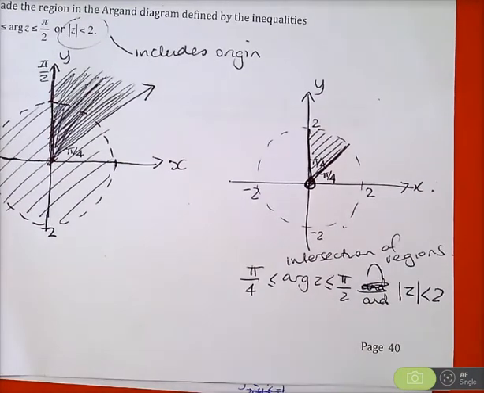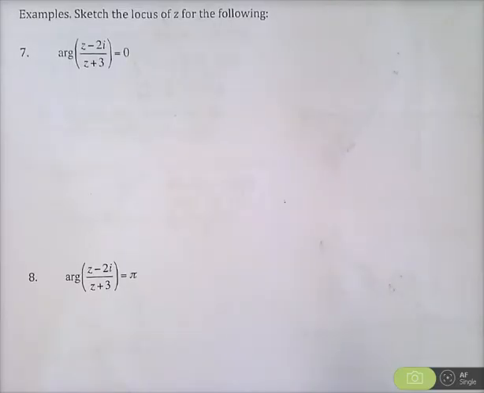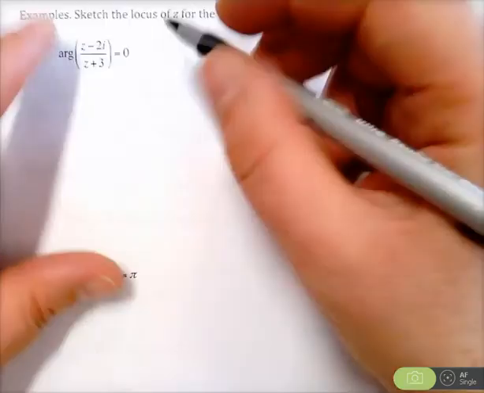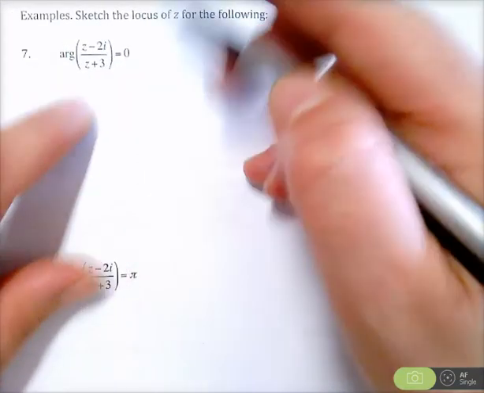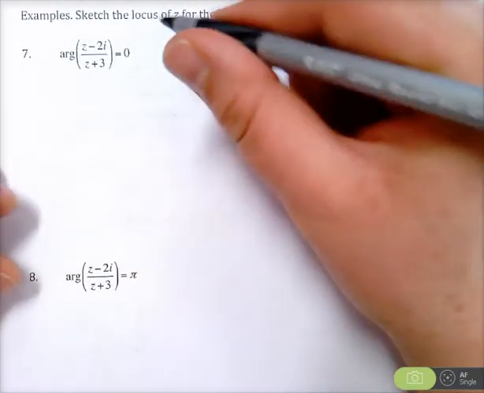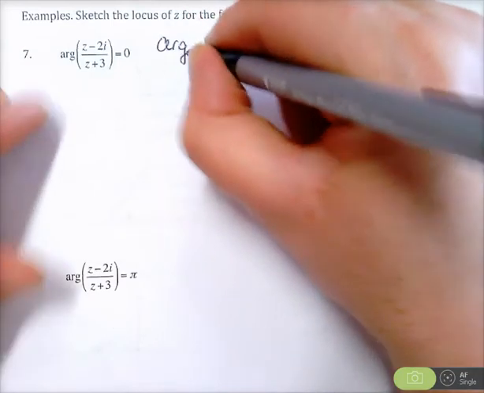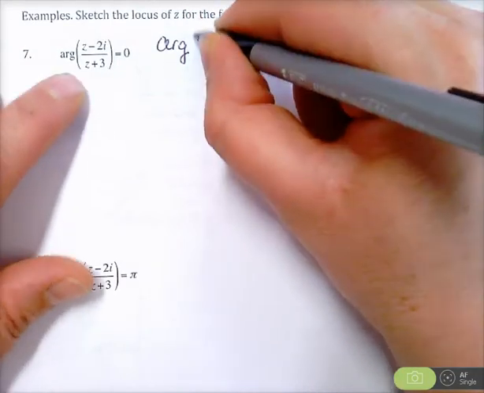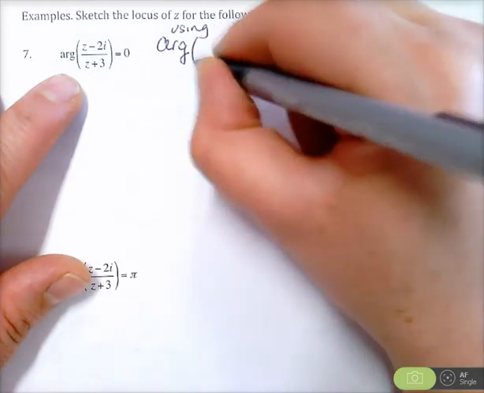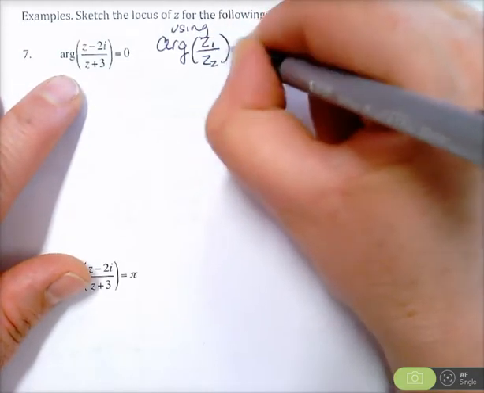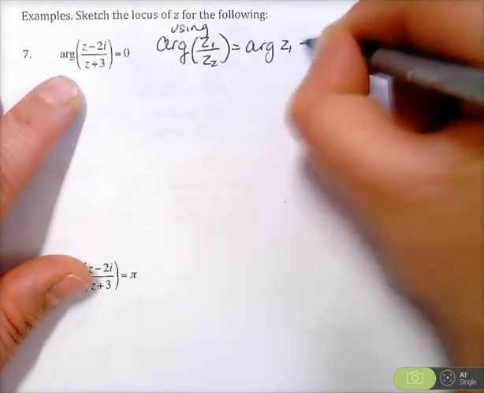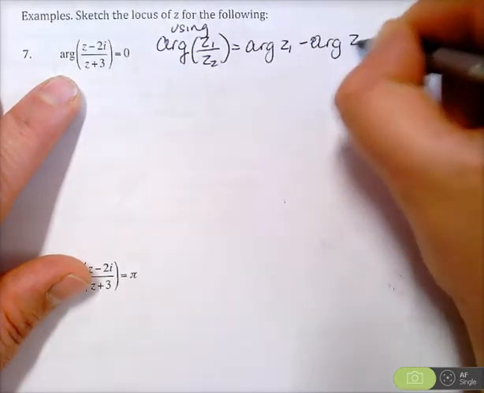Okay. The next one. Arg of z minus 2i over z plus 3 is 0. When you do the arg of something over something else, what's the rule? What do you do with the arguments? Subtract. So we've got, so using the fact that arg of z1 over z2 equals arg of z1 minus arg of z2, we're going to do this.